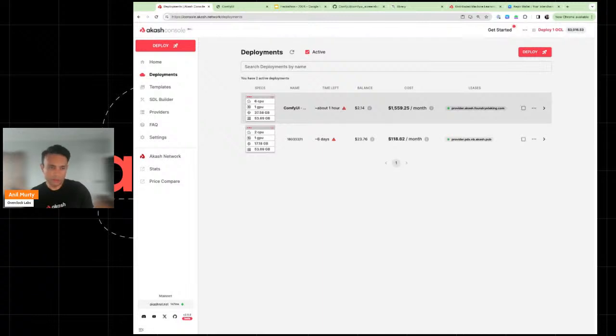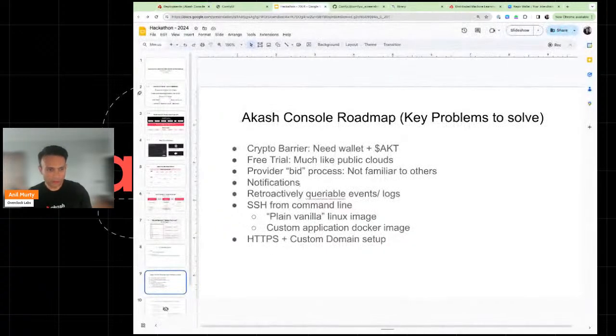It would be really nice to be able to notify the user that they're running low on funds and their deployment is going to close. So notifications is a key area, or a key problem, to solve.